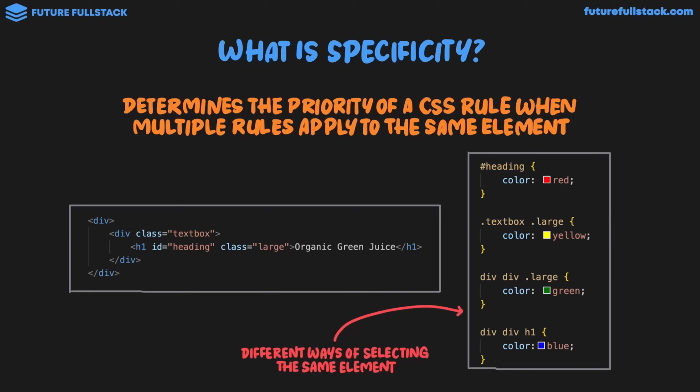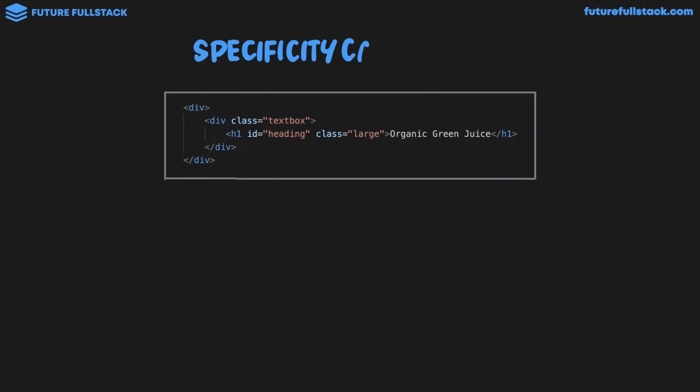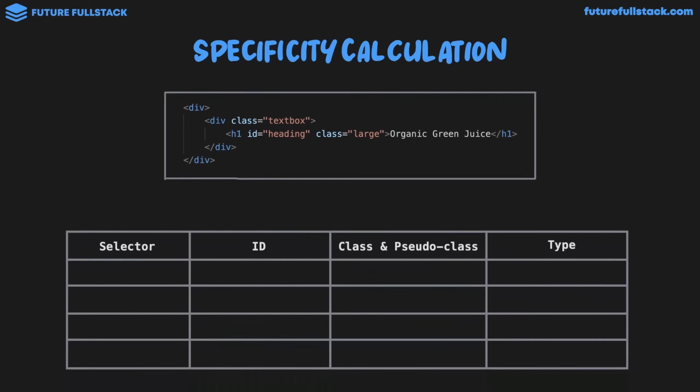So which color ends up being applied? To do that, we need to do a specificity calculation. A specificity calculation is very similar in nature to the sports table, where instead of wins, draws, and goal differences, we have the type of selector: ID, class and pseudoclass, and type. As we move from left to right, these selectors have a lower priority. So an ID selector is like a win, a class and pseudoclass selector is like a draw, and a type selector is like a goal difference.